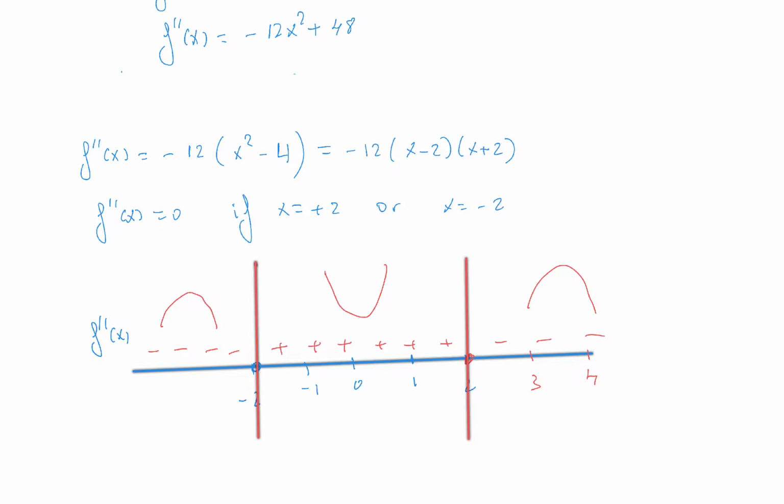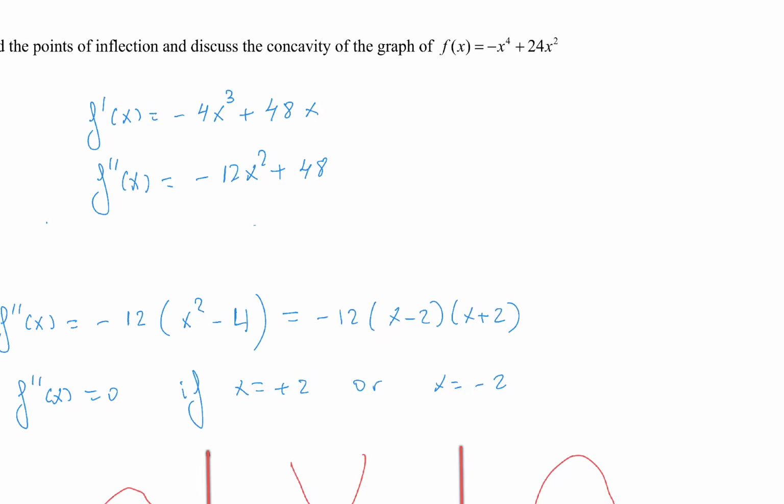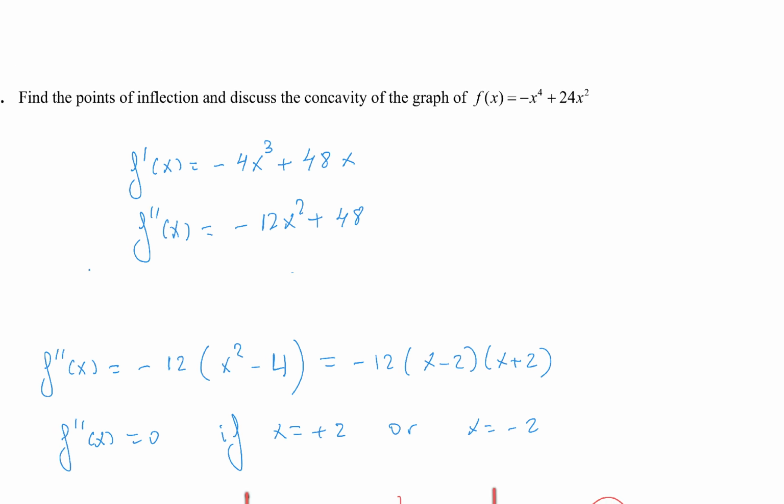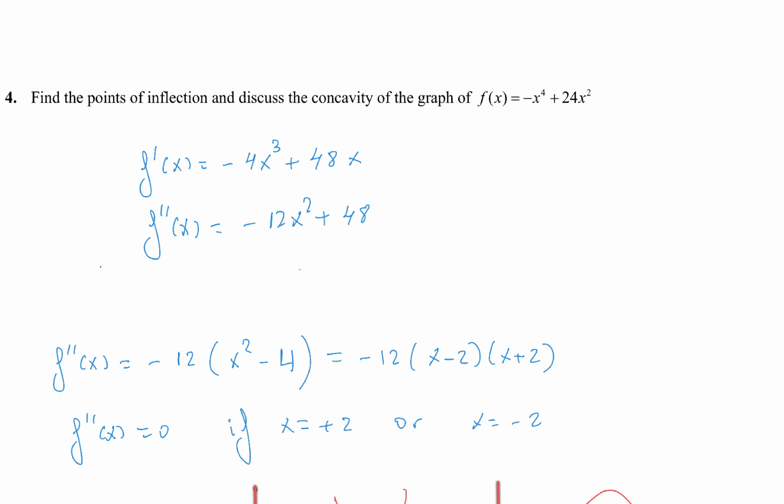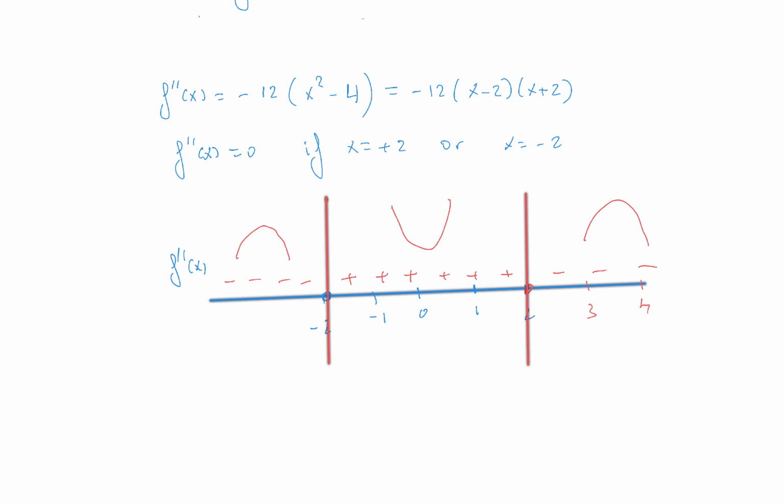And of course, for this problem, you can use GeoGebra. You can graph the function x minus x to the 4 plus 24x squared. If you plug it in GeoGebra and graph the function, you will see that these intervals are correct for the concavity. Okay, let's go to the next problem.